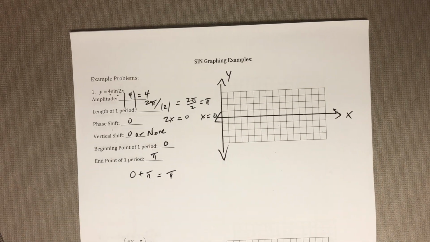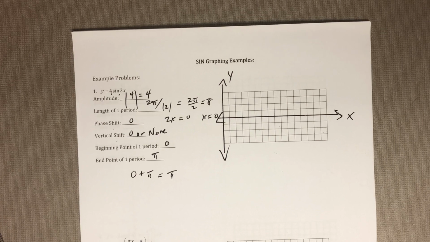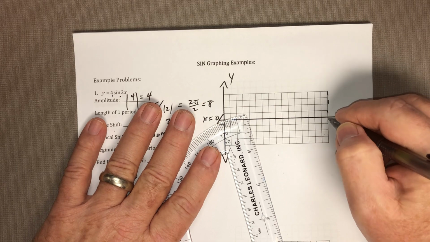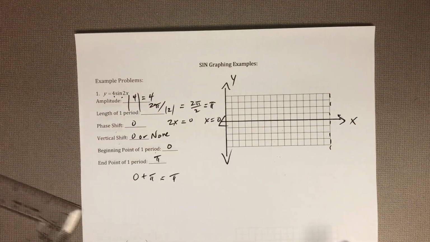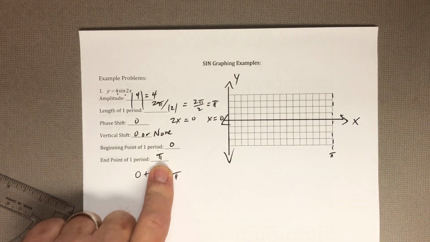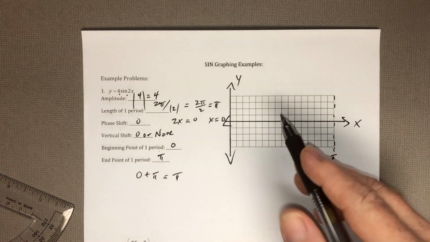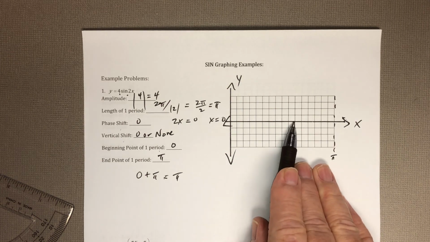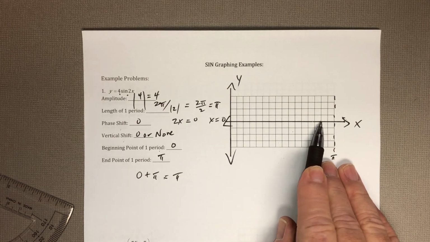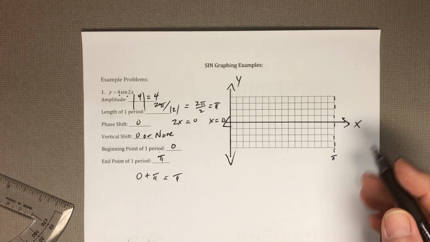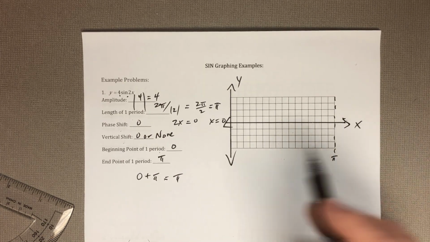I like to stretch my graph out as far across that grid as I can, so I'm going to go out there and say, okay, out here is my ending point. My ending point is pi, so I'm going to make that pi. If that's pi, and I believe there are 2, 4, 6, 8, 10, 12, 14, 16 boxes from 0 to pi, half of that, which is 8 boxes, would be pi over 2.